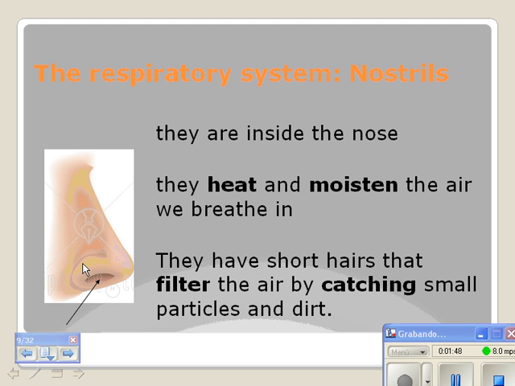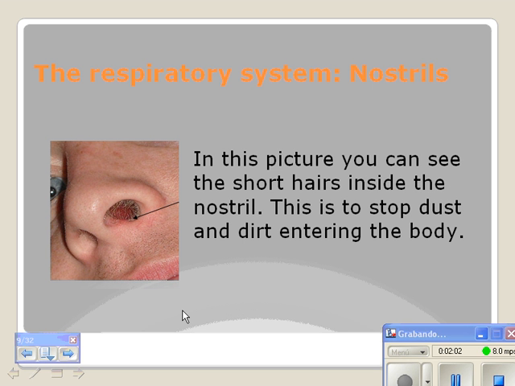The nostrils, they are inside the nose. They heat and moisten the air we breathe in. They have short hairs that filter the air by catching small particles and dirt. In this picture, you can see the short hairs inside the nostril. This is to stop dust and dirt entering the body.